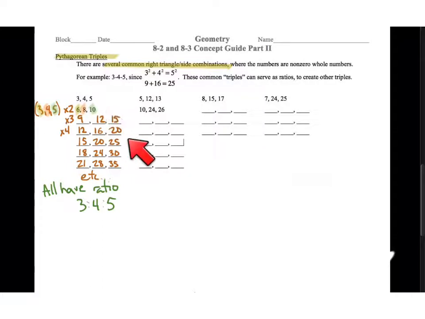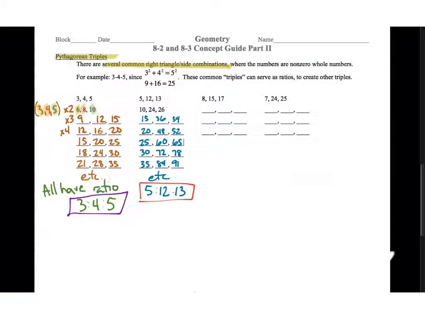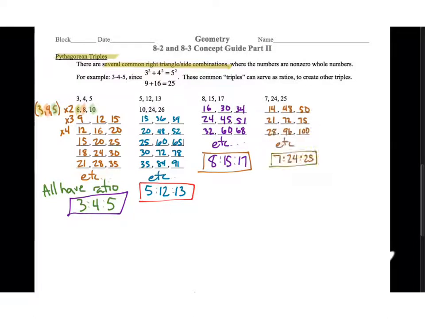Some of these are actually all really common. You will have some of these memorized. I'll tell you in class which ones you need to have memorized. It won't be all of these, but what I need you to understand is that these ratios, the 3, 4, 5, the other common one is 5, 12, 13, which helps us get 10, 24, 26, 15, 36, 39, etc. 8, 15, and 17, 7, 24, and 25. And we can complete these.